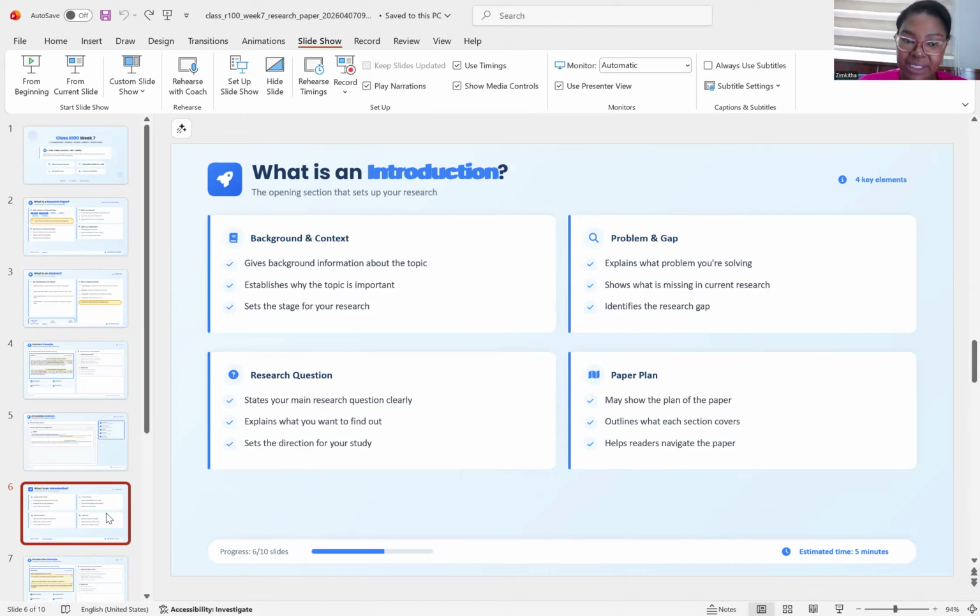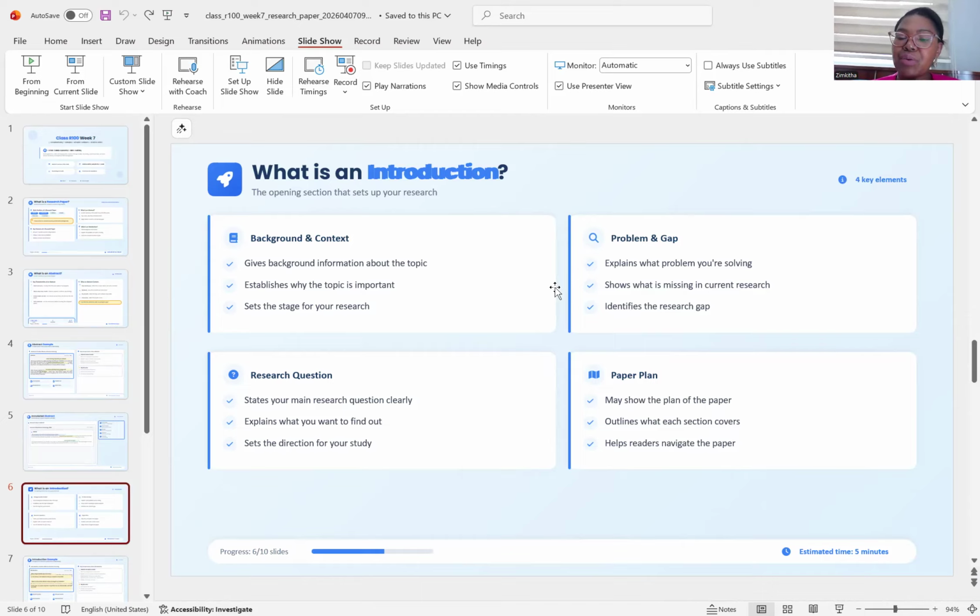It establishes why the topic is important. You're telling us why it is a good topic. And it sets the stage for the research. It gives us clarity on which students you are going to be doing this on. Is it between two universities or one university? You give us all of that information.